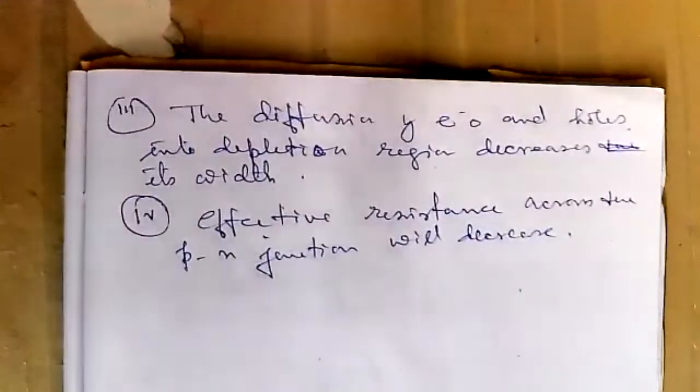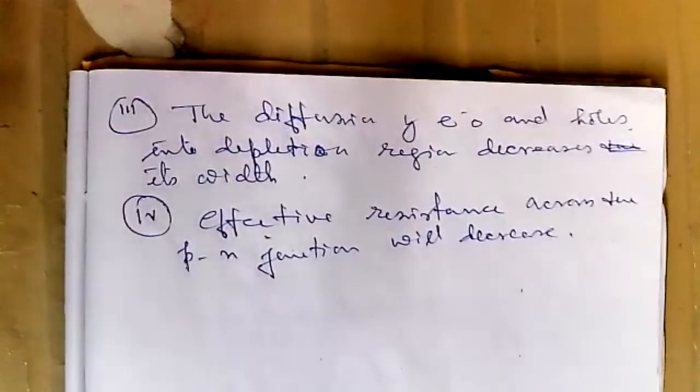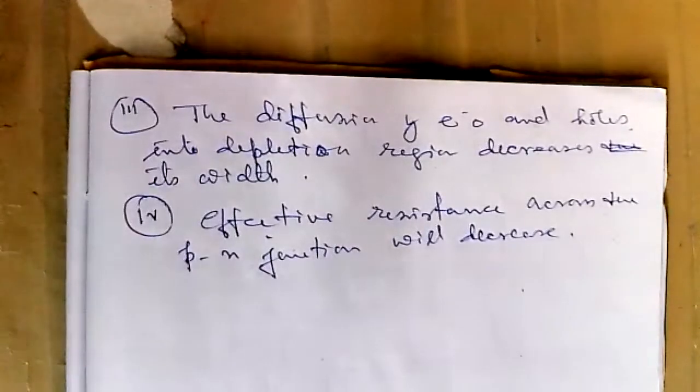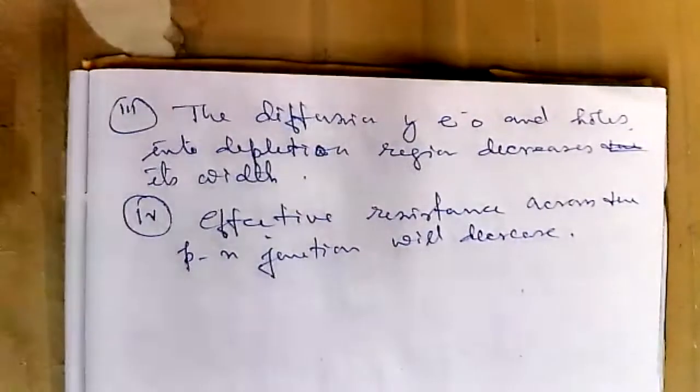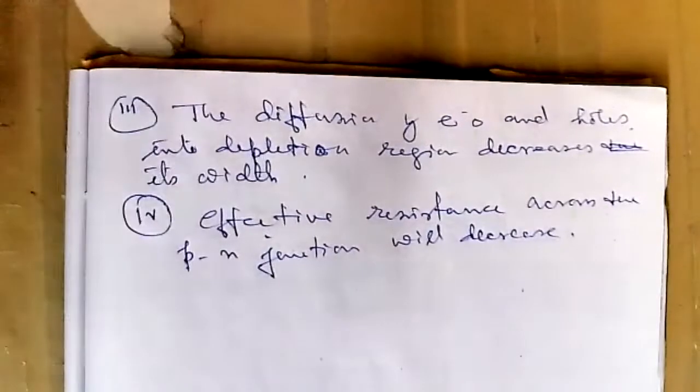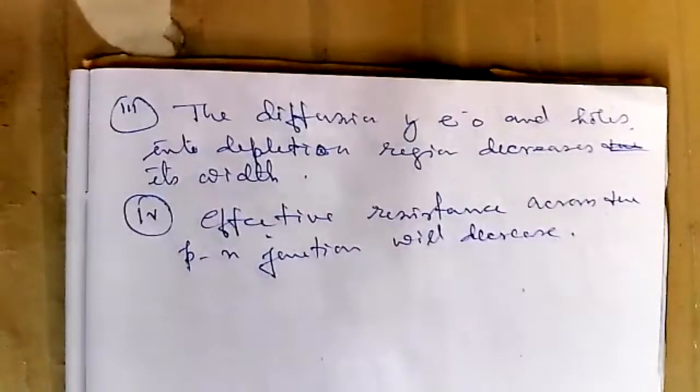So when we connect the p-n junction in forward biasing, the depletion region will decrease, the barrier height will decrease, and that is why the effective resistance across the p-n junction will also decrease.